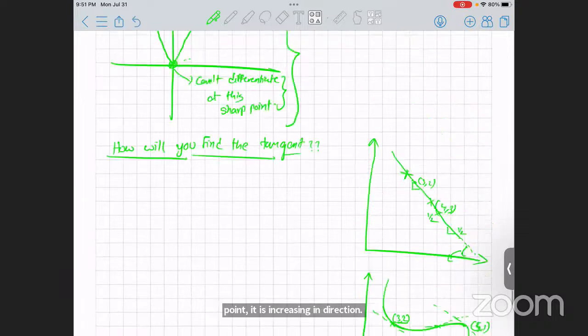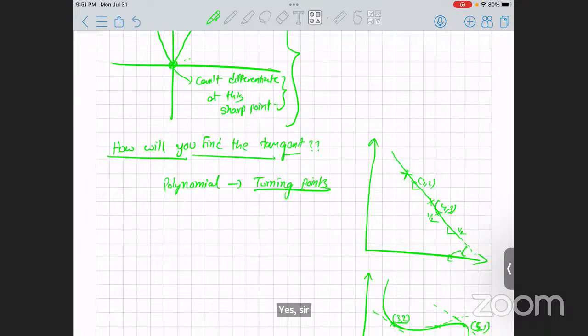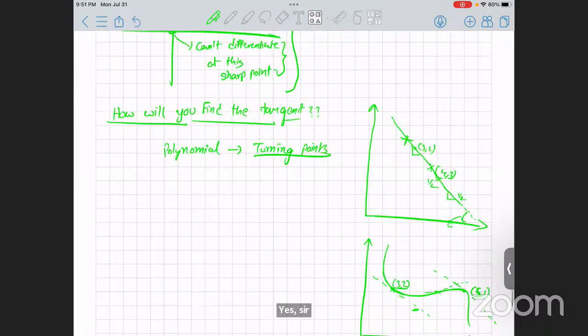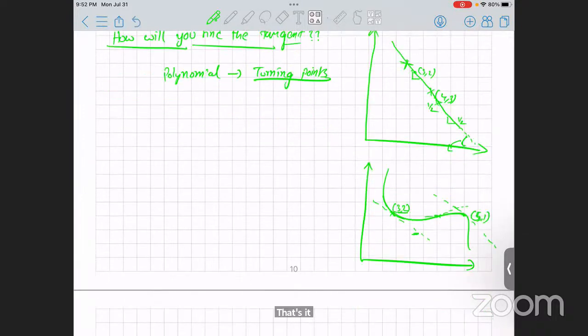You read in polynomials, you discussed turning points. Did you remember this? Yes, sir. The whole turning point scenario is based upon this only, based upon tangents. These tangents only.